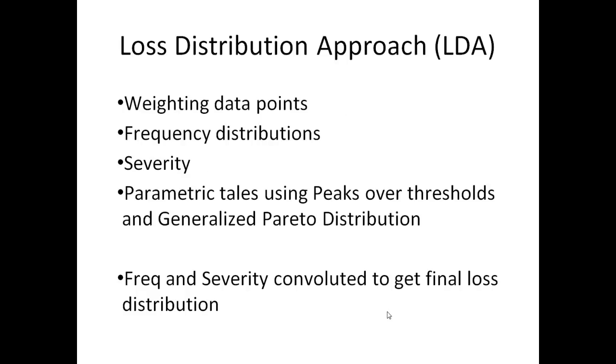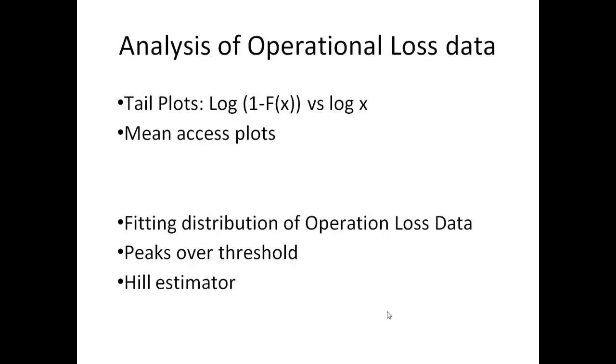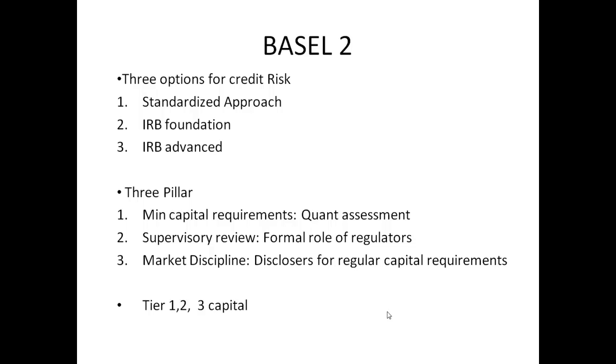That's just a theoretical part. And there are various risks which are associated with this risk from loss of data. So this is something about that. And then we move on, and then we have the tail plots and the mean excess plots, and those are like the fitting distribution. And then we have the fitting distribution, peaks over threshold, and Hill estimator. So this is about the operational loss data.